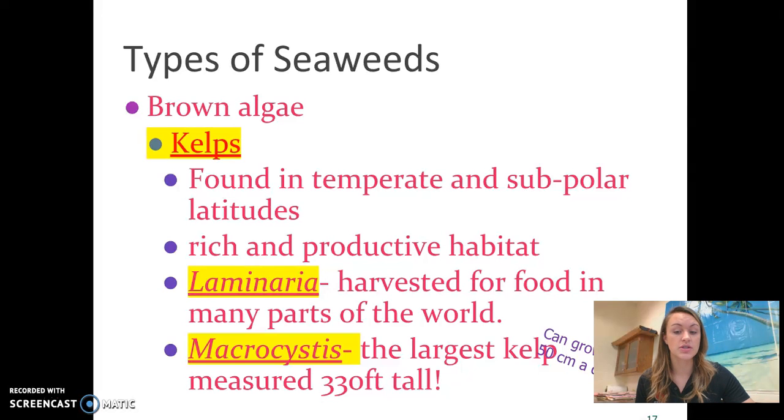Macrocystis is the largest kelp and is measured at a maximum of 330 feet tall. So you can imagine the size of this kelp in the forest. Some of these kelps will lay across the ocean floor in more shallow areas, and a few of them will reach the entire span of the 330 feet. These macrocystis algae can grow up to 50 centimeters in a day. If you want to imagine how big that is, the width of your pinky nail is about 1 centimeter. So imagine 50 of those in one single day.